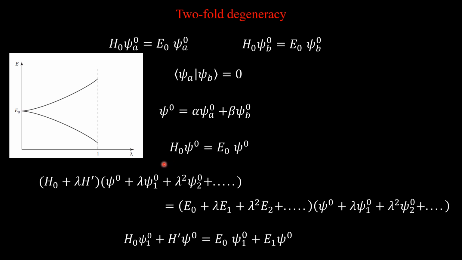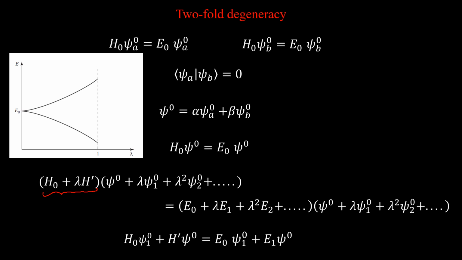Now, in the case of non-degenerate perturbation theory, we have seen this is H, that is the total Hamiltonian, which is split into two portions. One is the unperturbed Hamiltonian, and the other one is the perturbed Hamiltonian with a multiplication factor lambda. The wave function is written as a linear combination of ψ_0 plus λψ_1 plus λ²ψ_2, and it will go on. Similarly, on the right hand side, E_0ψ_0. The total energy is E_0 plus λE_1 plus λ²E_2, and it will go on. Similarly the wave function, which we have written on the left hand side.